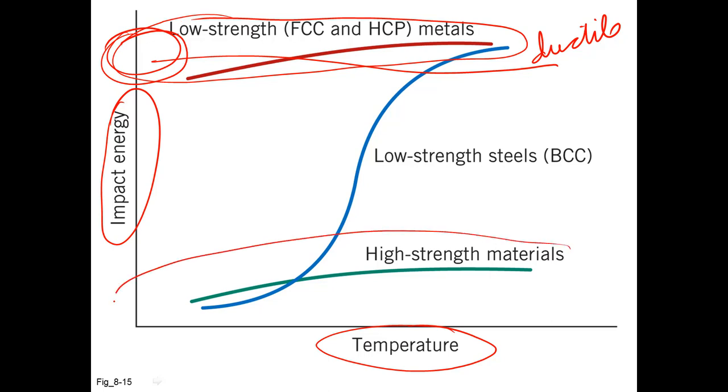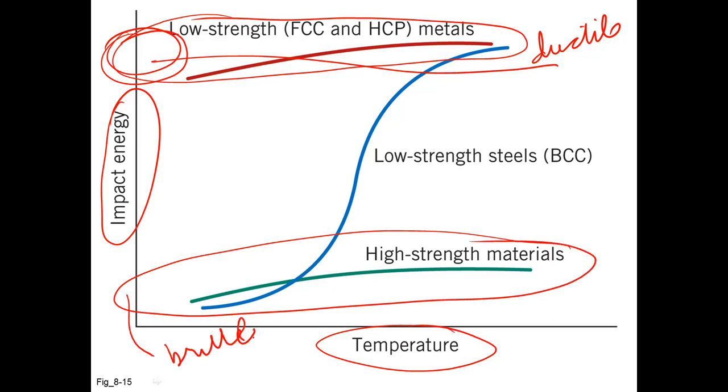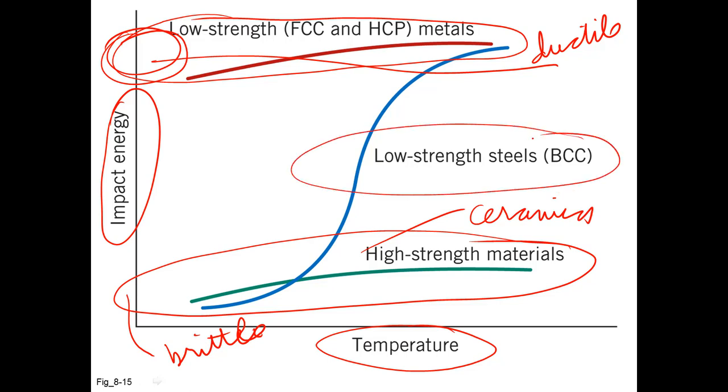A lot of high strength materials would be more brittle. These might be ceramics, for example. Under almost all temperatures, they tend to exhibit brittle type failure, low impact energy. But low strength steels, which are body-centered cubic, can exhibit both brittle and ductile failure, depending upon temperature.